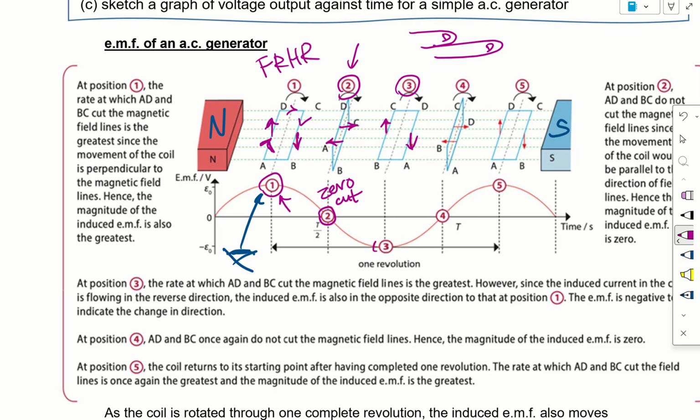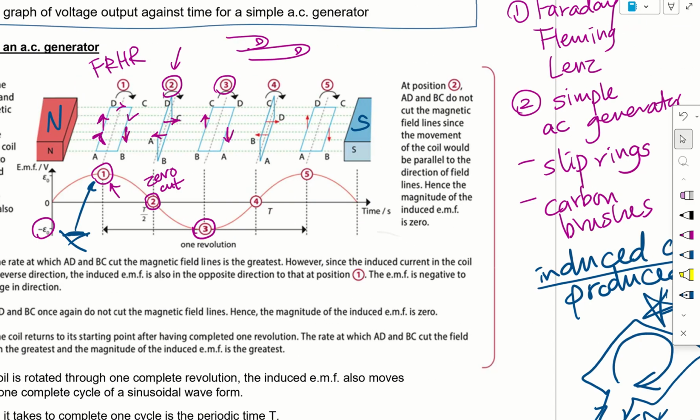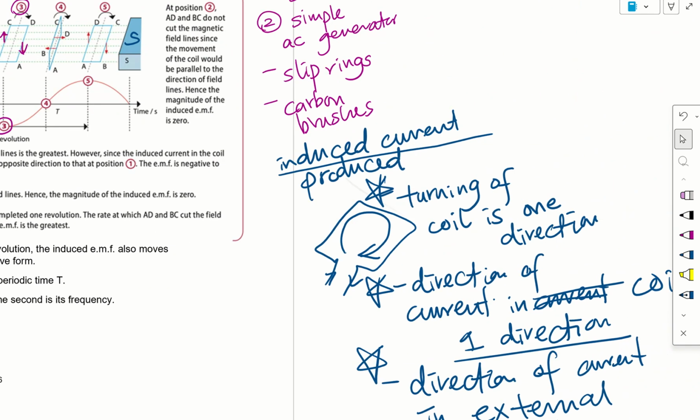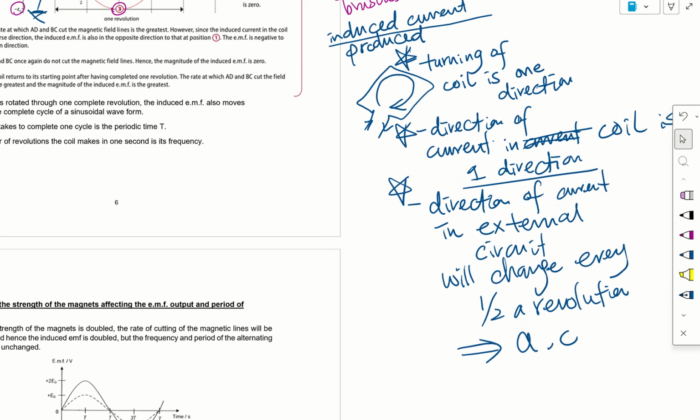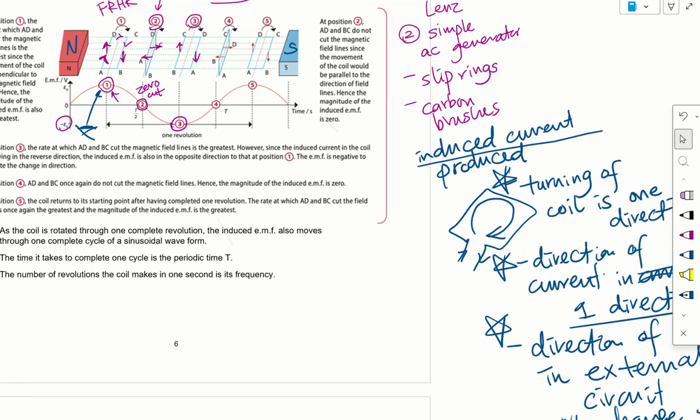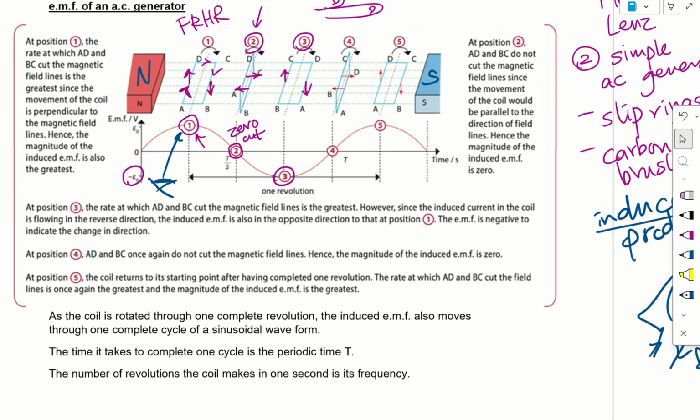But why is it that the EMF now is in the negative region? It is because just now we talked about it, right? The direction of the current will change every half a revolution. But why does the current change every half a revolution? Because the direction of the induced EMF also changes. It is the one that causes the current to change direction.